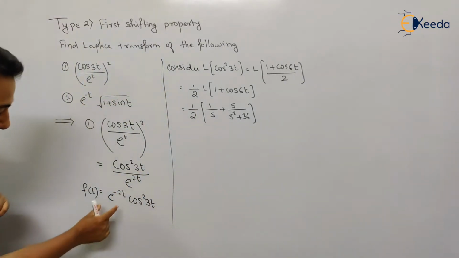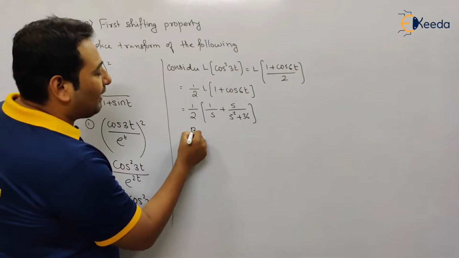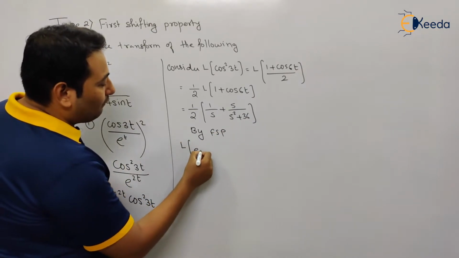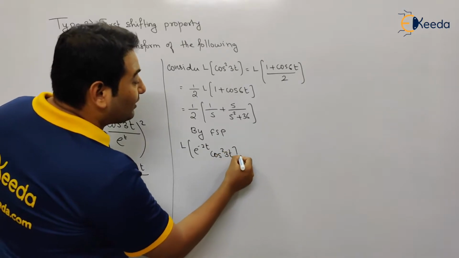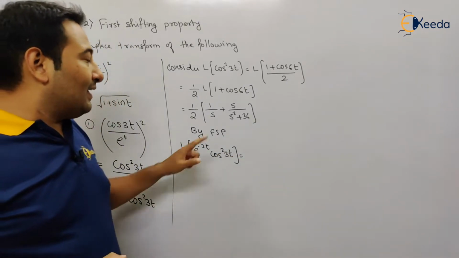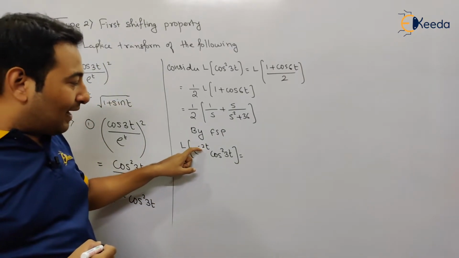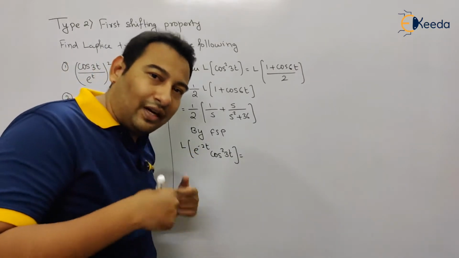Yes. We are left with this property, that is FSP. So let us apply FSP. By FSP, Laplace of e raised to minus 2t into cos square 3t. Yes, what is the effect of FSP? This s will be shifted. With t we have minus 2, right? Therefore, s will be shifted by plus 2.